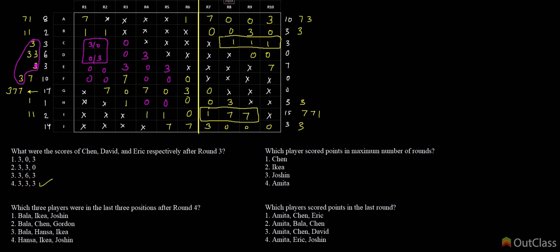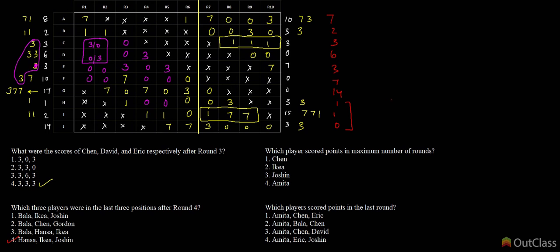Let's look at the cumulative score at round 4. The values are 7, 2, 3, 6, 3, 7, 14, 1, 1 and 0. So the bottom 3 were 1, 1, 0, HIJ. Option 4.